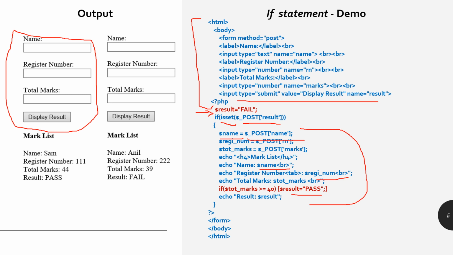See, what is this? First person, mark 44, pass. Less than 40 means fail. This is about the program.